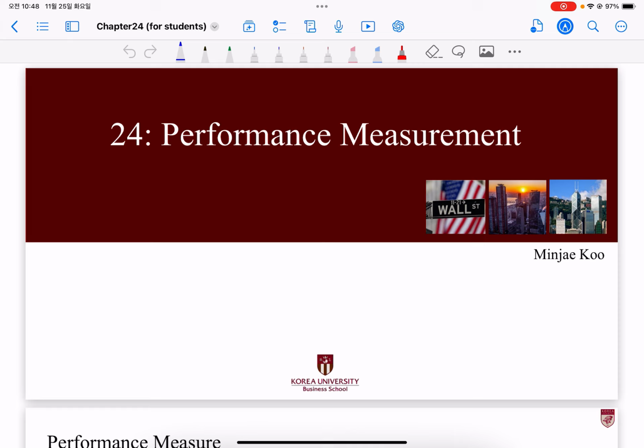And in order to do that, we need correct, relevant measures to evaluate those people, right? So that's why we need to learn about what kind of performances we are talking about, how we can measure them, and what some drawbacks of each measure are.